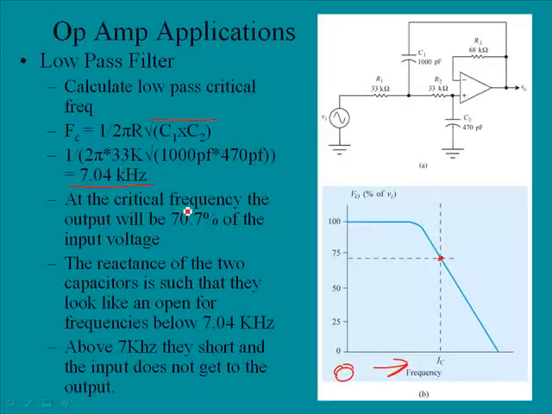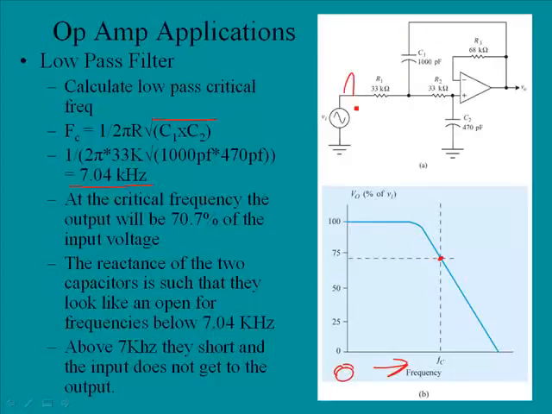Now, this value isn't in your text, but from the graph that is in your text, you can ascertain that that is actually the value. The reactance of the two capacitors is such that they look like an open for frequencies below 7.04 kHz. Above 7 kHz they short, and the input does not get to the output. If you look at the position of the capacitors in this circuit, one is right here at the input, and one is in the feedback loop.